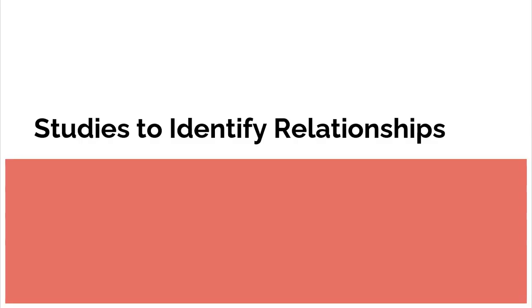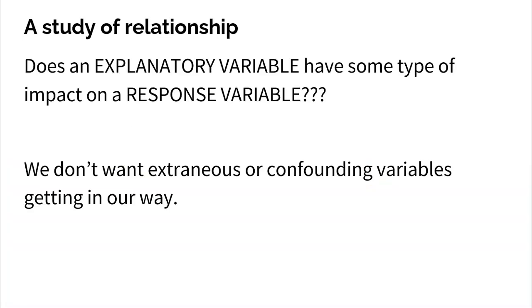All right, so really, studies are done to identify relationships. When you see a research study was done here, a research study was done there, usually they're trying to establish a relationship between two variables. They're trying to figure out, does an explanatory variable have some type of impact on a response variable? We don't want any extraneous or confounding variables getting in our way. We want to really know, does this one variable have an impact on this second variable?